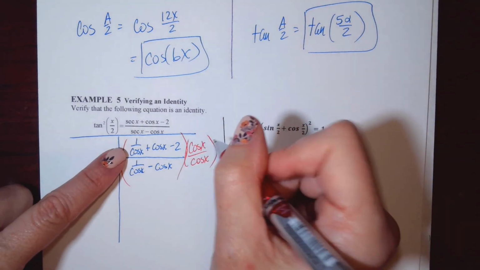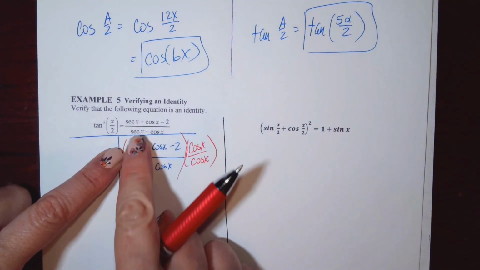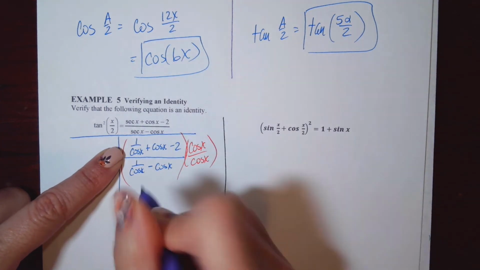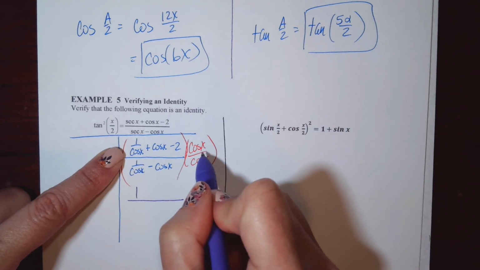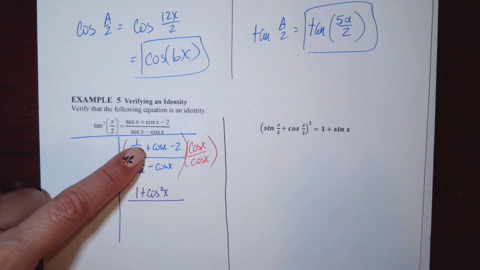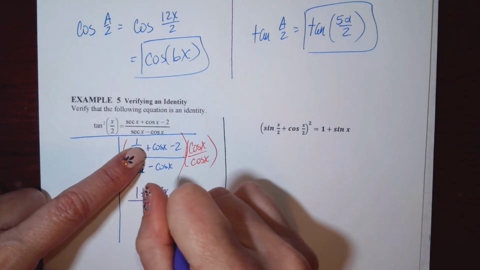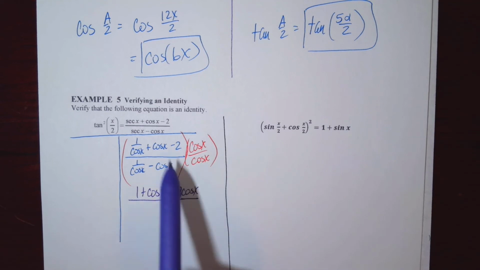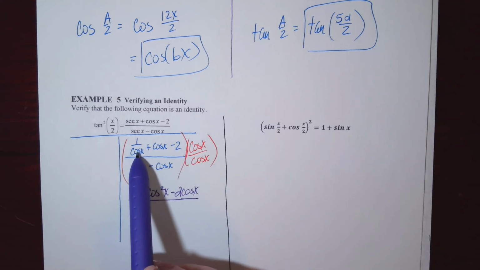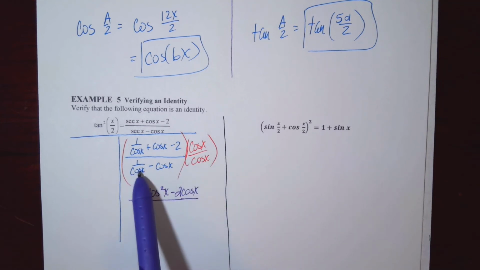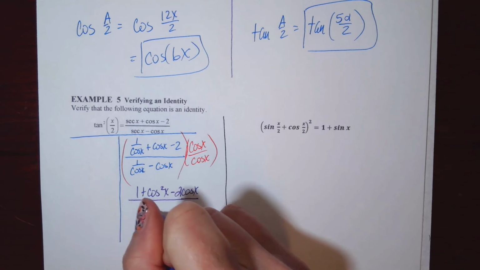Well, when I distribute in my numerator, cosine x times 1 over cosine x, that's just 1. Let me get a different color here. That's going to be 1. And then cosine x times cosine x is cosine squared x. And then this is just minus 2 cosine x. That doesn't clean anything. But notice that that little internal fraction in my numerator is gone. Distributing this cosine x into my denominator is going to make that same thing happen.